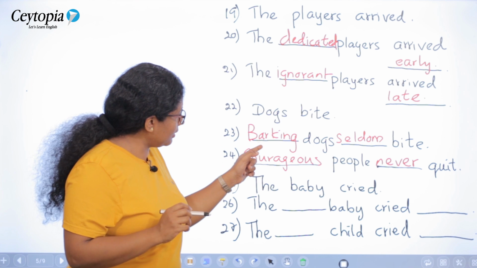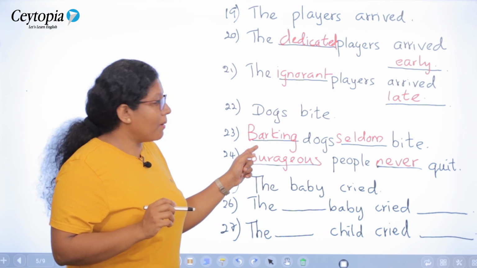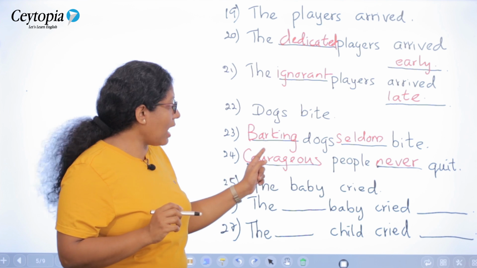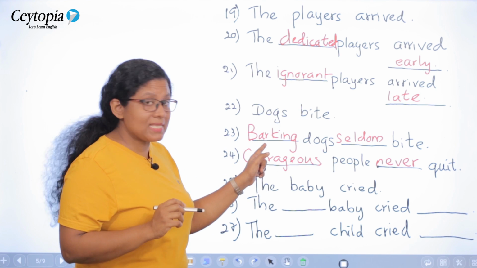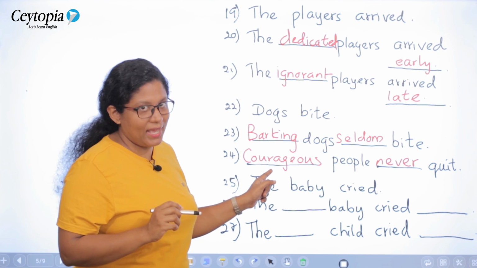And here there is another thing to notice. Barking is a present participle form. Barking dogs. Bark, barking dogs, used as an adjective here. Courageous people, this is originally an adjective.